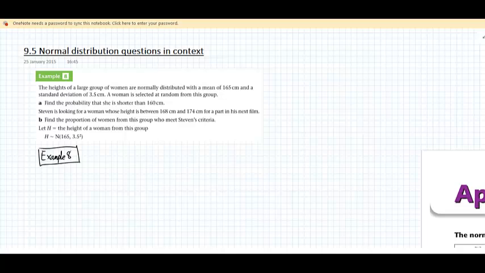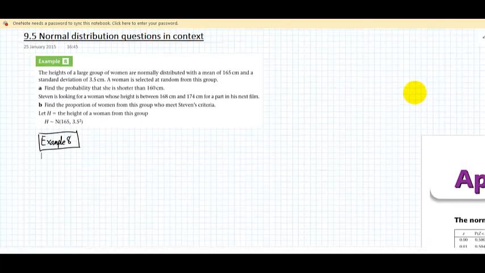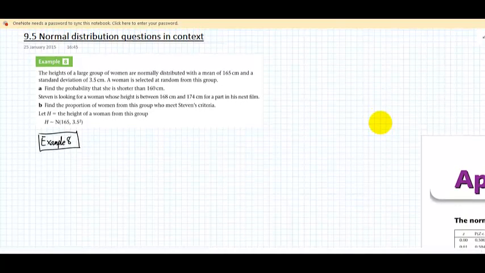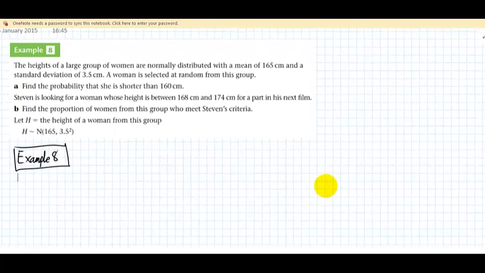Welcome to section 9.5, the final section of this normal distribution chapter. In this section, we will use the previous techniques we learned from 9.1 all the way to 9.4 and use them to answer questions in context of real-life questions. Let's have a look at example 8.